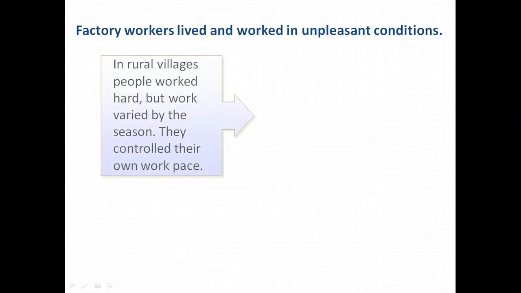Oftentimes factory workers lived and worked in very unpleasant conditions. And let's compare what it used to be like to what it was like then in the industrial age. So think back to in a very agricultural environment. Certainly people worked hard in their villages, but they worked depending on the season. You know, it might be planting season, it might be harvest season, there might be seasons where there wasn't as much to do, but they controlled the pace of their work. They had some freedom while working hard, but they controlled it.